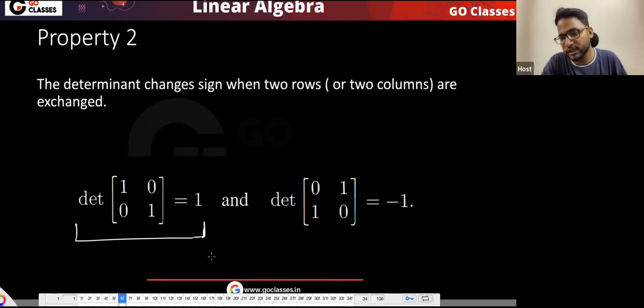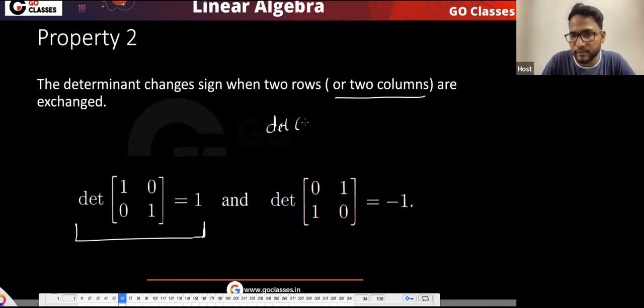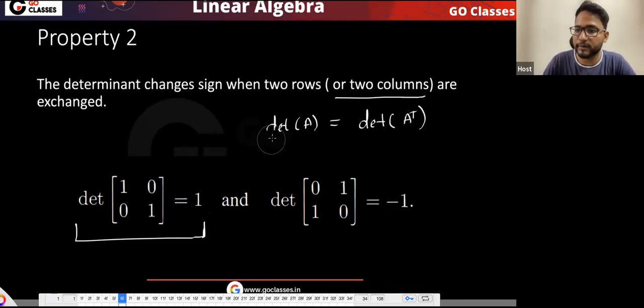Now property 2 says that if you exchange the rows, then the determinant, which earlier, let's suppose, was 1, will have its sign changed, so the sign will be -1. You can even exchange the columns. I will talk about this later. Whatever you can do with the rows, you can also do with the columns in case of determinant. I'm just giving you the spoiler: the determinant of A and the determinant of A transpose are actually the same. Let me know if there is any doubt here.